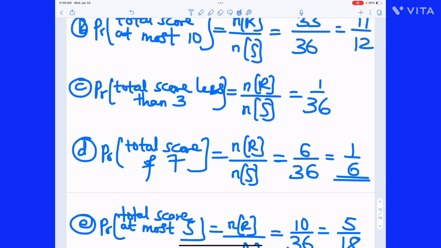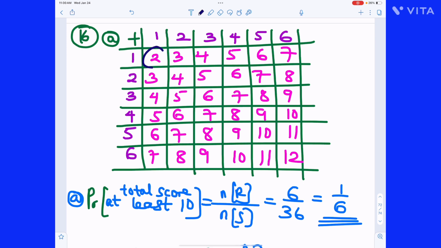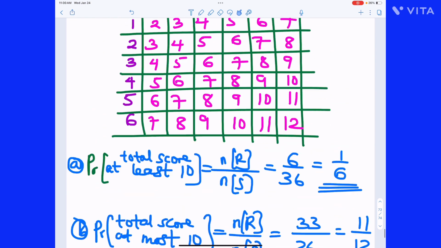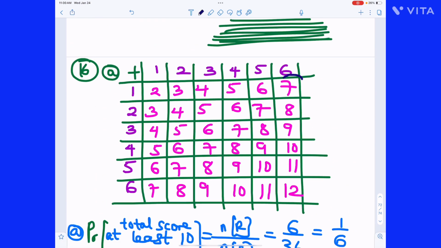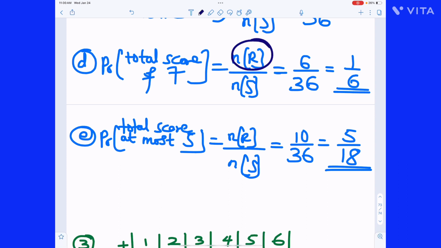Probability that the total score is less than 3. There's only one total score that's less than 3. So that's 1 over 36. Probability of getting a total score of 7. How many total scores are 7? All are aligned in this axis. These are all the total scores of 7. 1, 2, 3, 4, 5, 6. So your probability there is 6 over 36. You always write this, very important. It's part of the required steps.